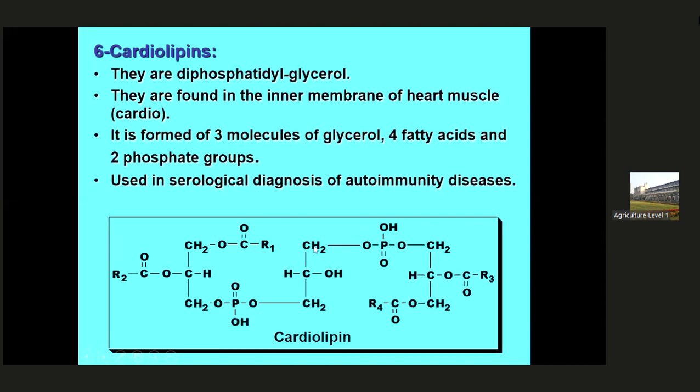Then the number 1 hydroxyl group of this middle glycerol is linked with the phosphate group of the number 3 phosphatidic acid. So the number 3 and number 4. So it contains 4 fatty acids. I mean, each phosphatidic acid contains 2 fatty acids. So 2 phosphatidic acids contain 4 fatty acids, and all of the phosphatidic acid structures are the same, and these 2 phosphatidic acids are linked with another glycerol. So it contains 3 glycerol.